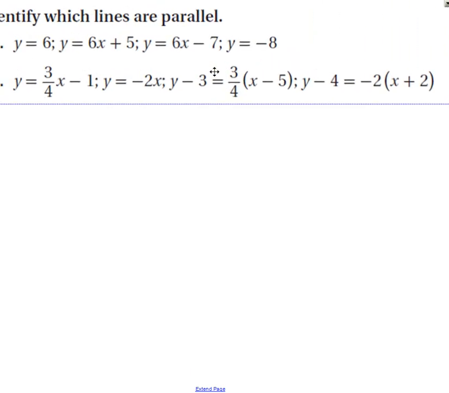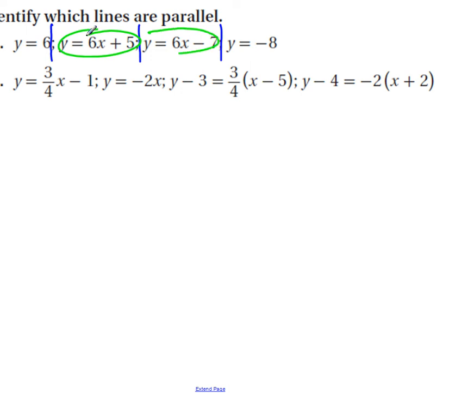So this just looks confusing because there's semicolons. For number 2, it's saying if you have 4 different equations there, which of them are parallel to each other? Well, we say, for it to be parallel, what has to be true? Which of these have the same slope? Second and third. Is that it?